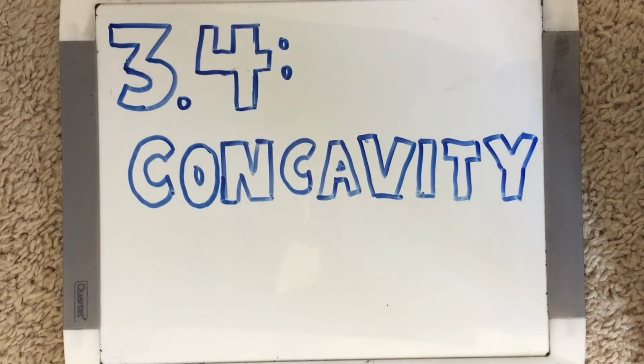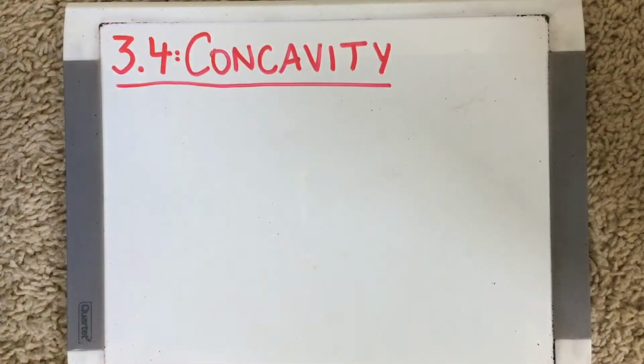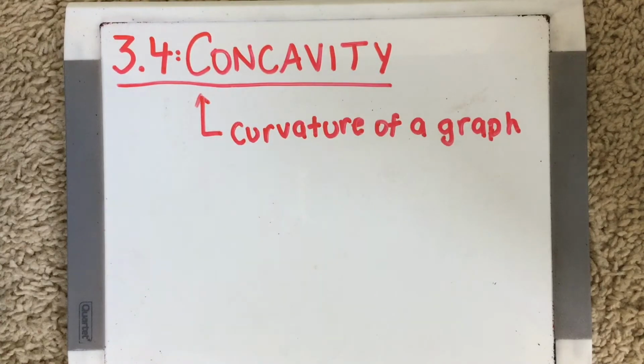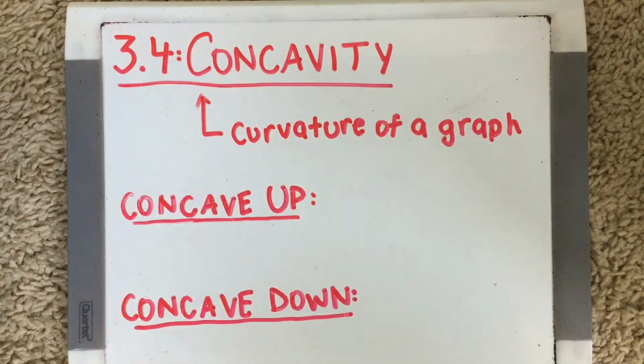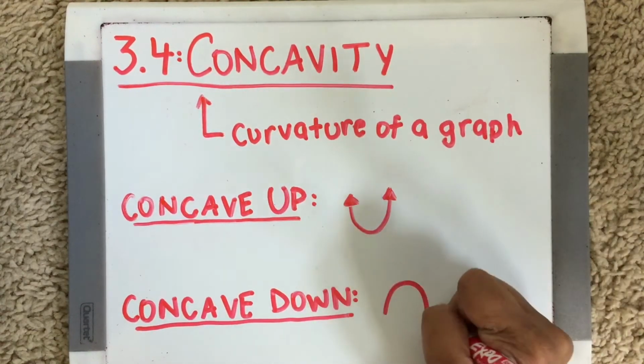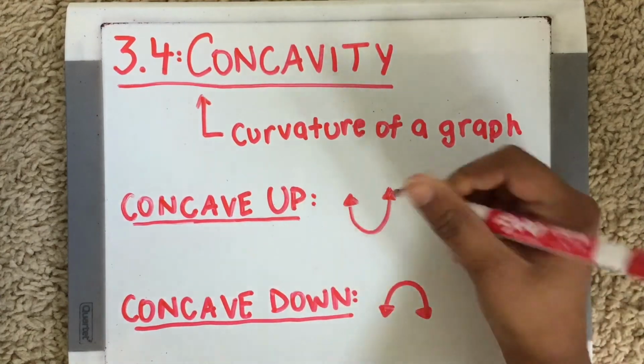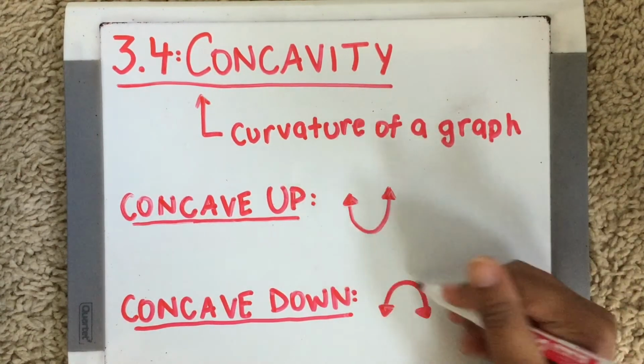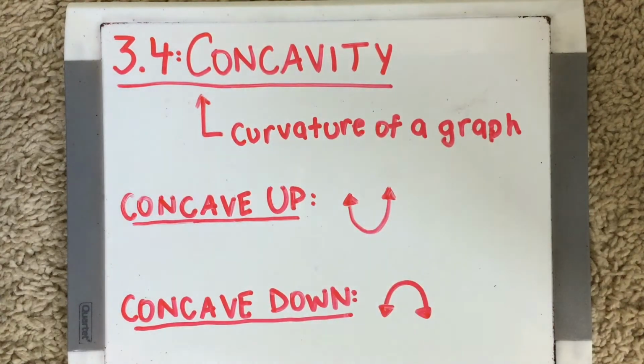3.4 Concavity. In previous videos, we learned how to use the derivative of a function to find extreme values, helping us graph functions. Now we can use a second derivative to learn about the concavity of a function. Concavity is the curvature of a graph, and it can go either up or down. Concave up looks like this, and concave down looks like this.